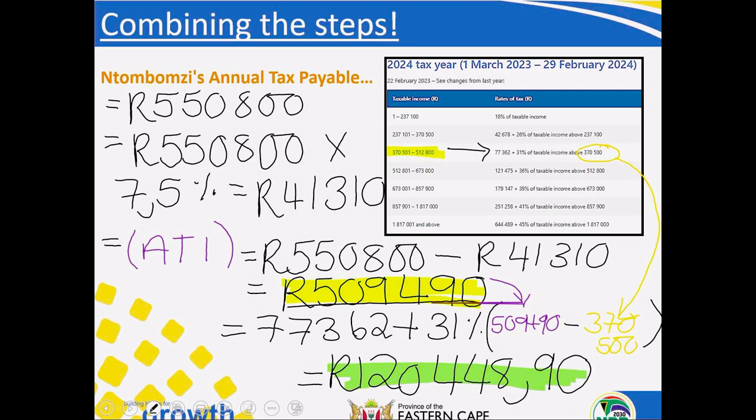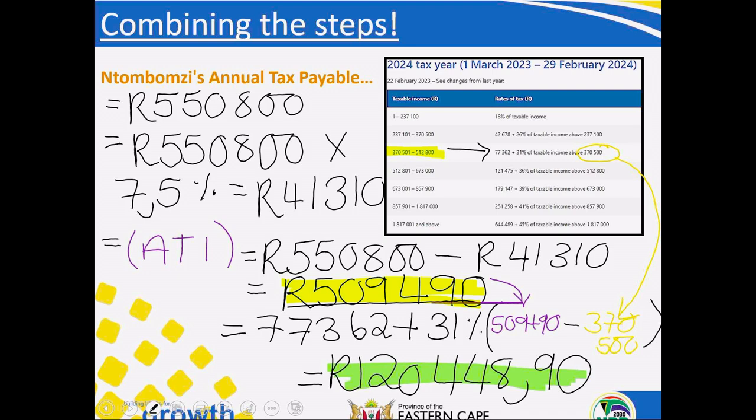So, let's quickly recap. With Ntombomzi's scenario, we did not times by 12 because we read carefully and we saw that the salary given was already annual. We then could go straight to step 2 and times by the pension fund contribution, which is 7.5%. Once again, if you're more comfortable with 7.5 over 100, that is more than fine. We then got 41,310 Rand. What does that value mean? Well, that is how much Ntombomzi contributes each year to her pension fund.